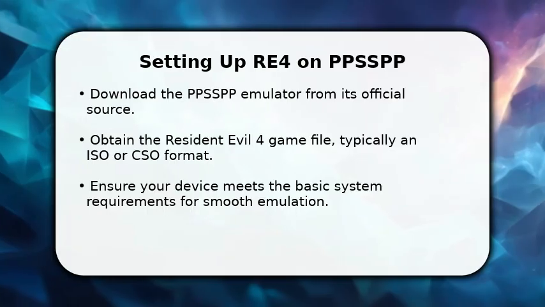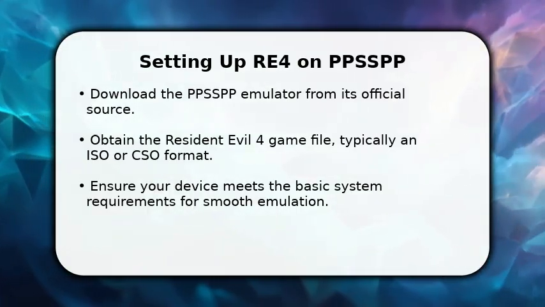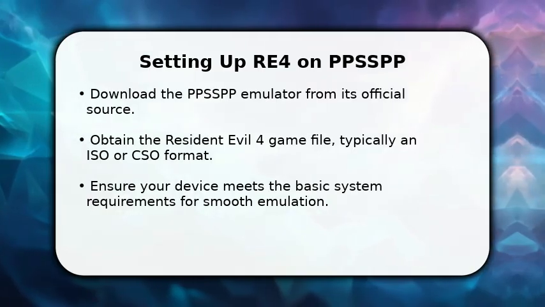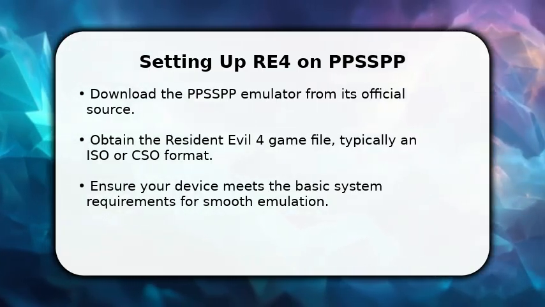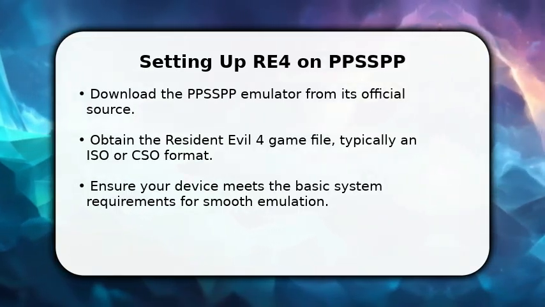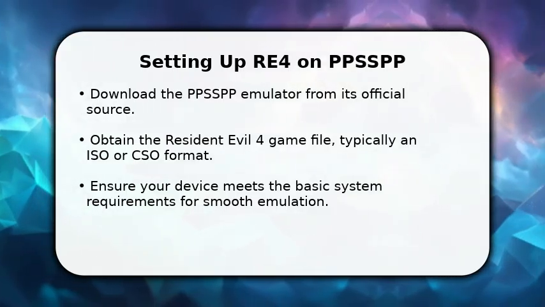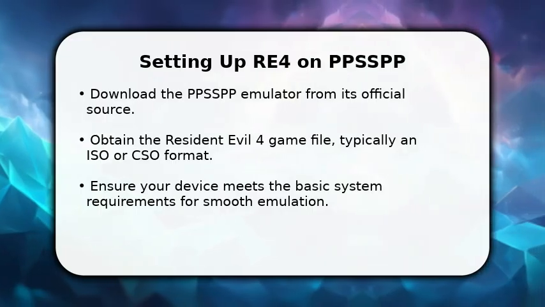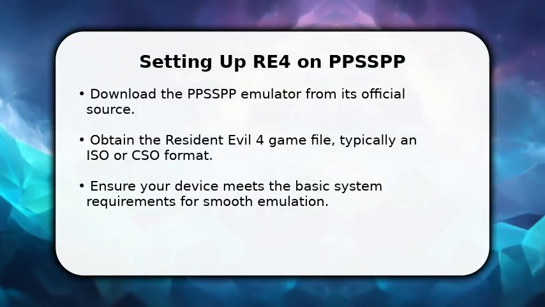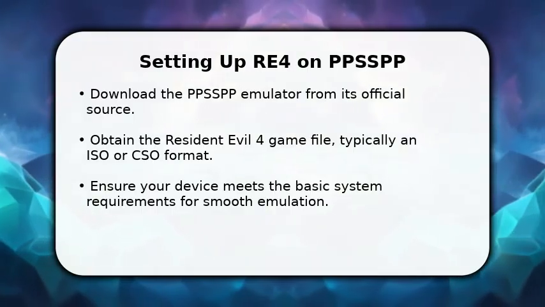In this video, I will explain how to play Resident Evil 4 on the PPSSPP emulator. First, you will need to download the PPSSPP emulator itself. You can find it on its official website or through app stores. Next, acquire the Resident Evil 4 game file, which is usually in an ISO or CSO format. Finally, confirm your device has sufficient processing power and memory for optimal performance.